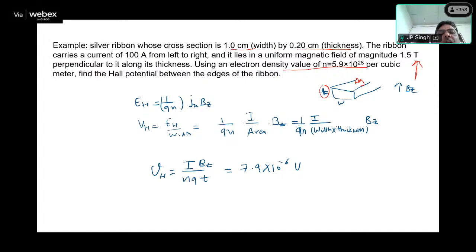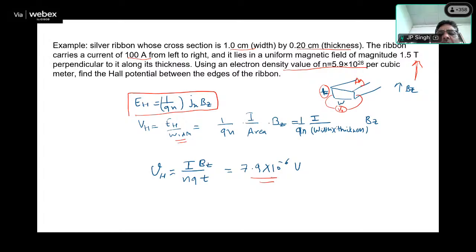Hall voltage or Hall potential. So the Hall potential is given by the function we have already determined. VH will simply be the Hall electric field EH multiplied by the width, because it is applied along that direction only. So I can just write Jx is I divided by area. Current is already given, 100 ampere. You can just put the values in, and then you can figure it out.